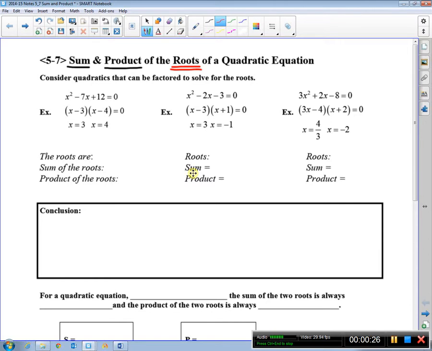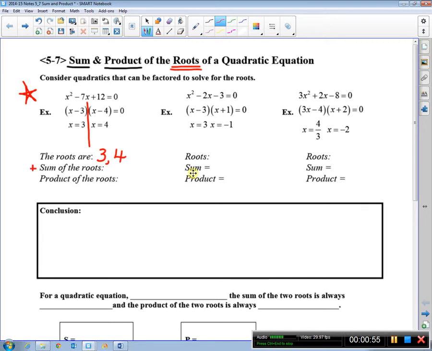The title of the lesson means a lot. So first we're going to look at some quadratics that we can factor to build our knowledge. x squared minus 7x plus 12 factors into x minus 3 times quantity x minus 4. And of course we'd split it, set them both equal to 0, and get that x equals 3. That's one root. And x equals 4. That's the other root.